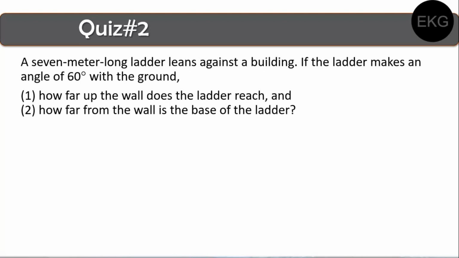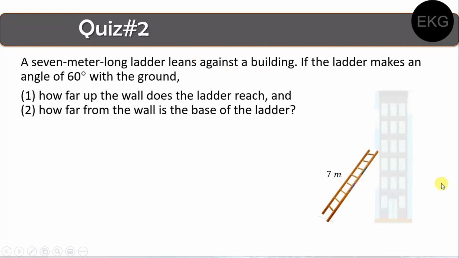For the first problem, a 7-meter long ladder leans against a building. If the ladder makes an angle of 60 degrees with the ground, how far up the wall does the ladder reach? And then how far from the wall is the base of the ladder? Okay, so for the drawing of this problem, we have a 7-meter long ladder, this one, leans against a building. So nakasandal sa isang building, okay?